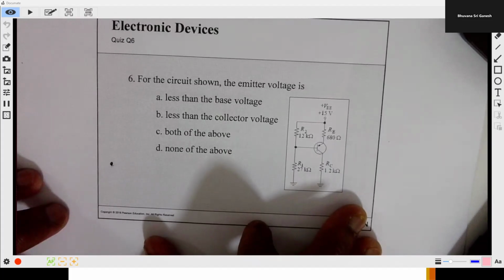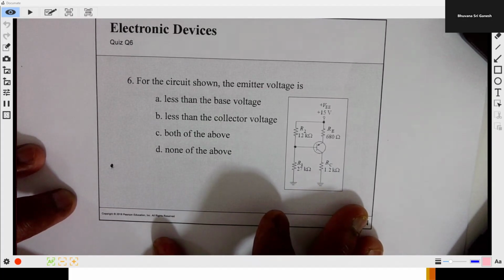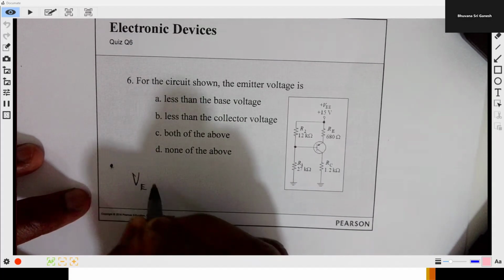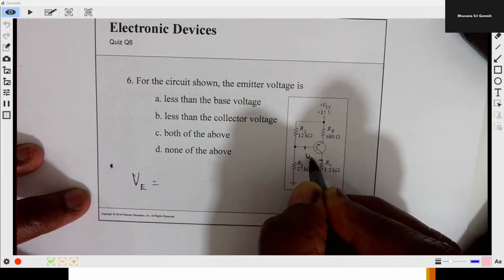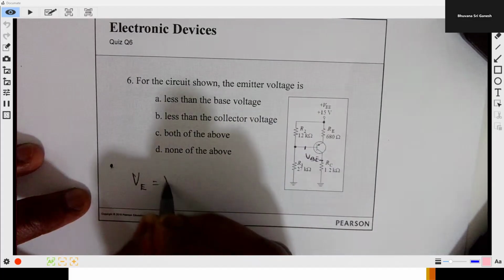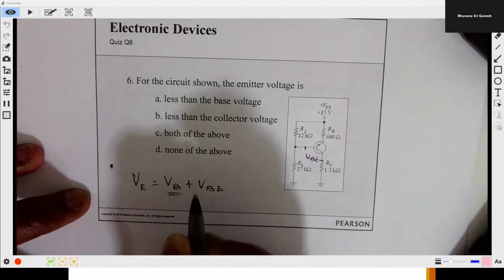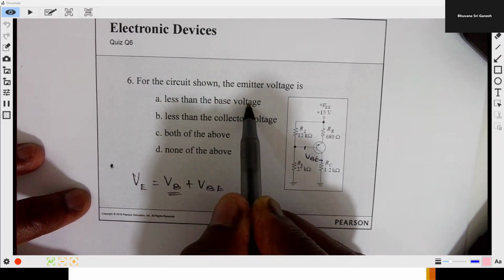For the circuit shown, what is the emitter voltage? Now VE is VB plus VBE. So we know VE is VB plus VBE, so it's going to be greater than VB. So this is correct, not correct. Less than is not correct.